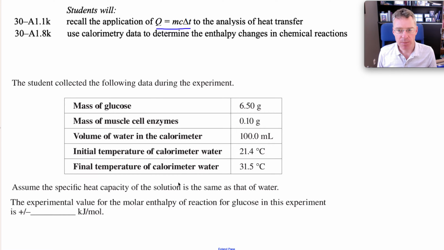So typical on an exam, you get the actual question at the bottom, so don't read through all the details. What is the experimental molar enthalpy of reaction for glucose? So we're going to need the change in enthalpy, and we're going to need the amount of moles that released that energy. And that's why paying attention to the chemical is sometimes very crucial. In this case, there's really just one mentioned. You just have to realize that this enzyme is not something that reacted.